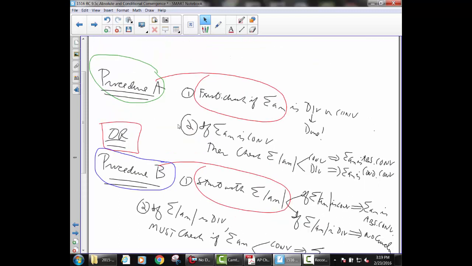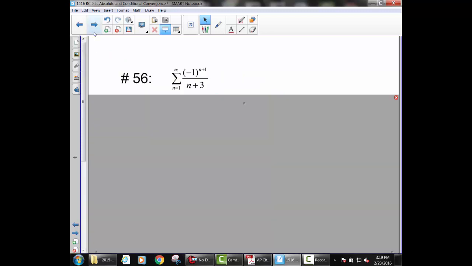So personally, I think I would go with the first one, and I think it's more straightforward. Check the original series they give you. If it's divergent, you're done. If it's convergent, then just check the summation of the absolute value of what they gave you. If that's also convergent, then your original one is absolutely convergent. If it's divergent, then your original series is conditionally convergent.